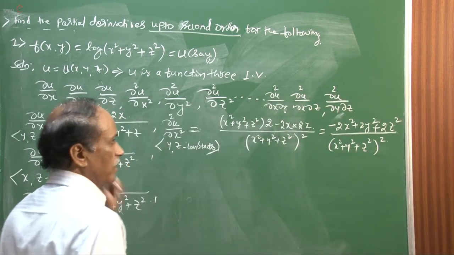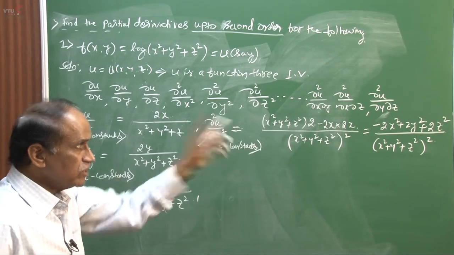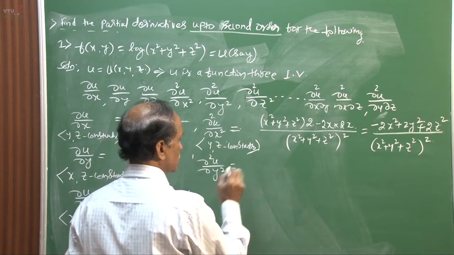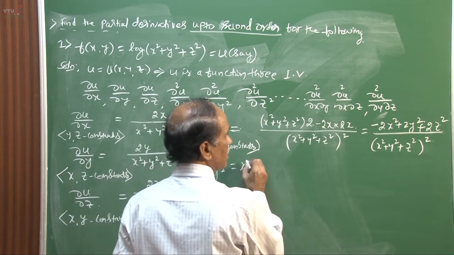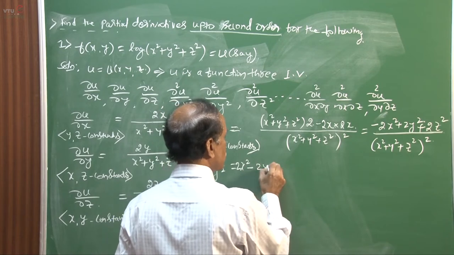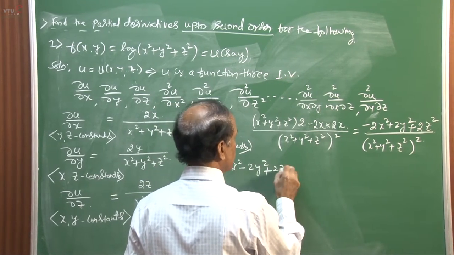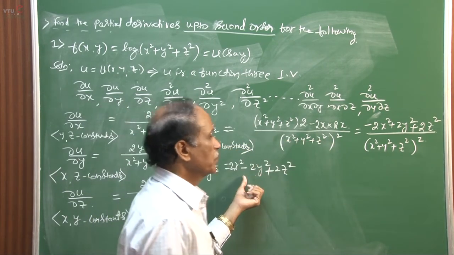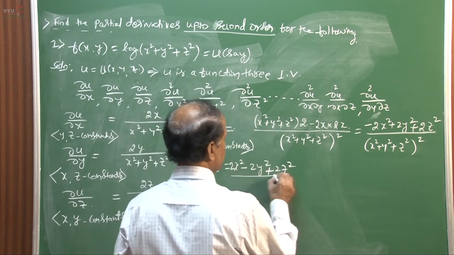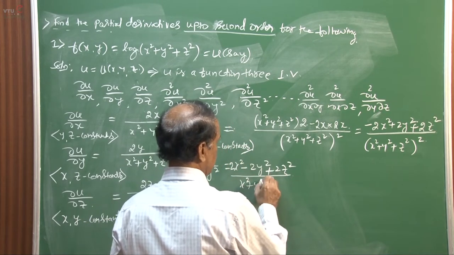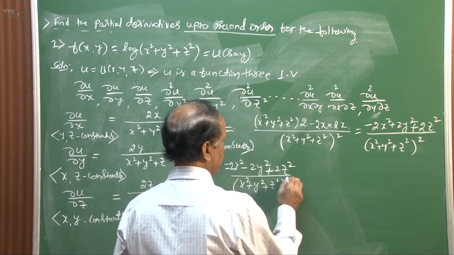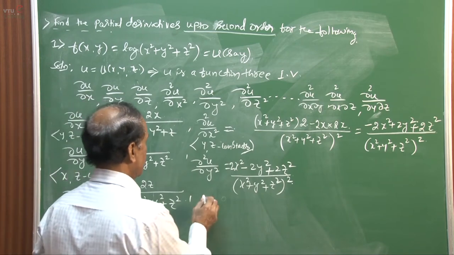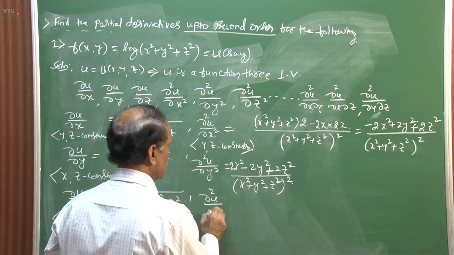That is the value. Similarly, the other two you can write, looking at that one. So del square u divided by del y square, directly you can write, that should be x square with minus 2y square and plus 2z square. Similarly, you can discuss the second term by writing this minus 2 to be multiplied for the second term. Then this becomes x square plus y square plus z square, whole square. This is for second order derivative with respect to y and second order derivative with respect to z.